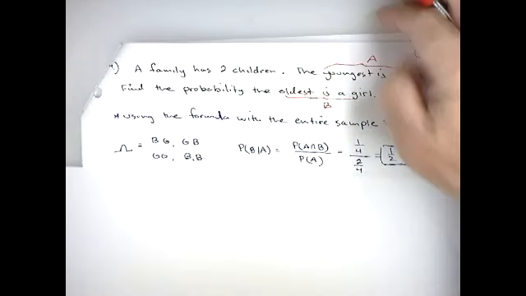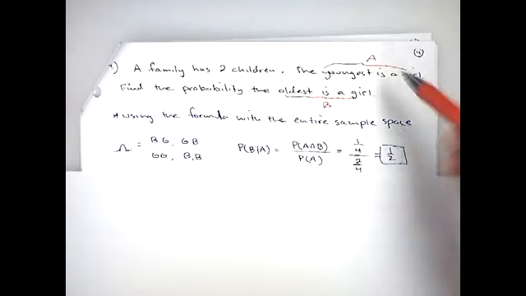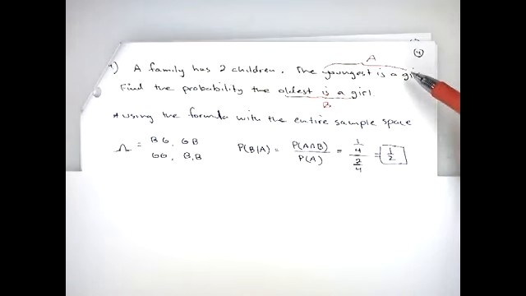Similar question, but a little different. Let's say the family has 2 children, a different family, and we know the youngest is a girl. And so we want to find the probability that the oldest is also a girl. It's a little different question if you think about it, right? Because this is specifying that the youngest one was a girl, not just one was a girl. The youngest was a girl.